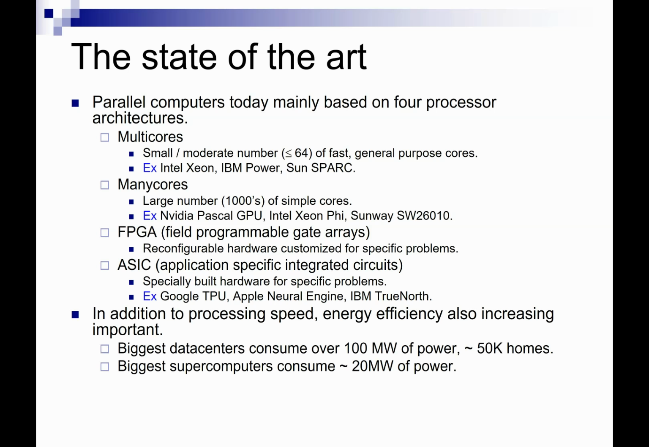Okay, now it's not all about speed. In addition to having a fast processor, we want a processor which is energy efficient. This is important because computers nowadays consume a huge amount of power. A large data center can consume hundreds of megawatts of power, equivalent to the power used by tens of thousands of homes. Big supercomputers nowadays can also consume dozens of megawatts of power.